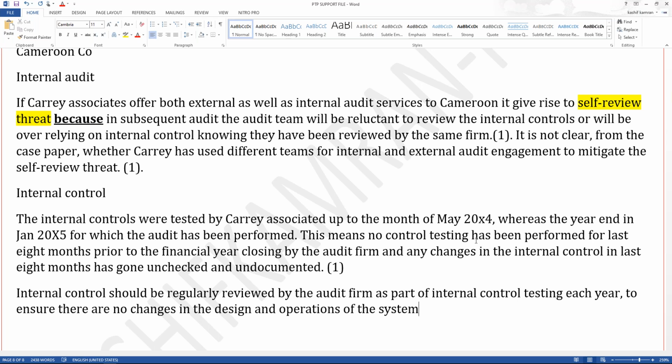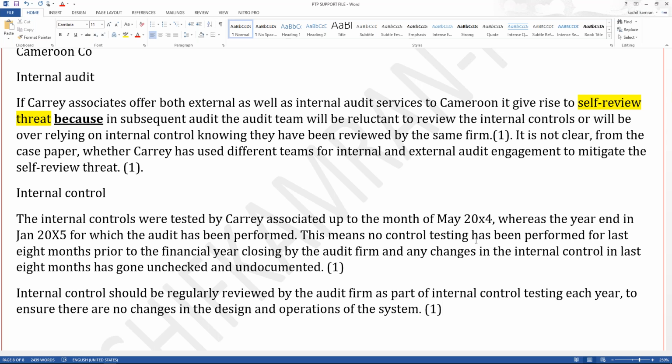So can you skip the review of the internal control system any year in the audit? No, right? So internal control should be regularly reviewed by the audit firm as part of testing each year to ensure there are no changes. So have the audit firm done this? They have not. So you are giving a suggestion that this is what they should have done, right? Full stop. So that's one sort of action you're writing to this issue of internal controls.